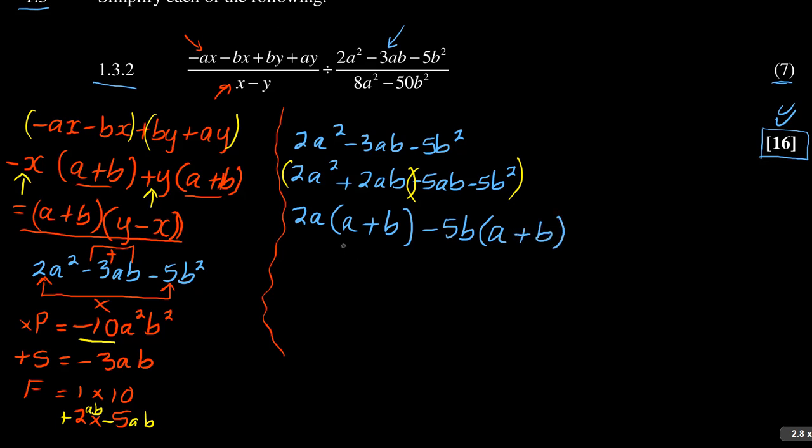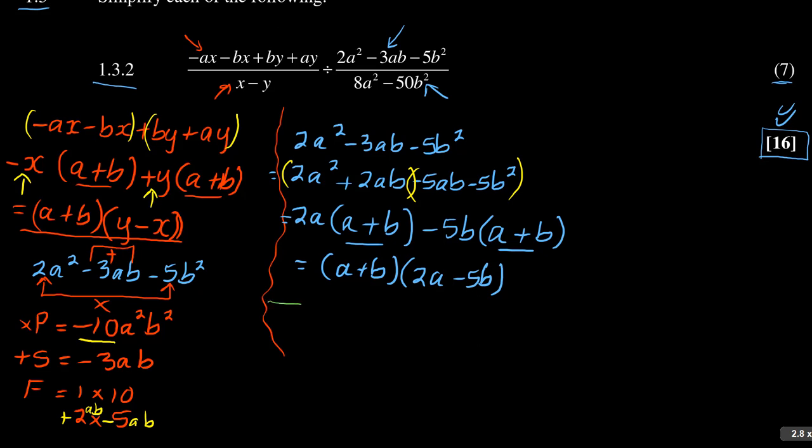You can see that the a plus b is maintained, which means I'm correct. So I'm going to get my a plus b, and I'm going to get my 2a minus 5b. So this is my final answer. Now we do the last one, and the last one is the denominator of that fraction.